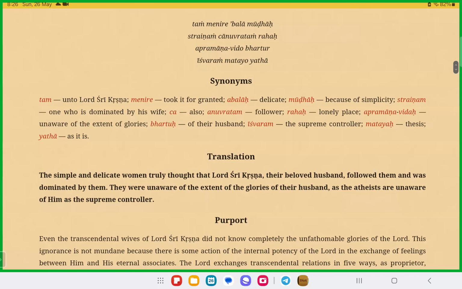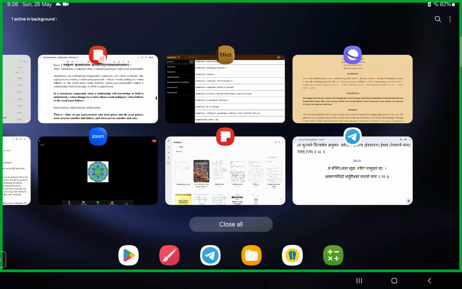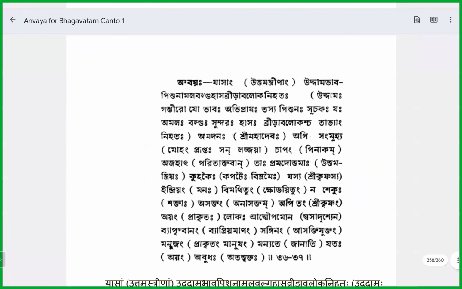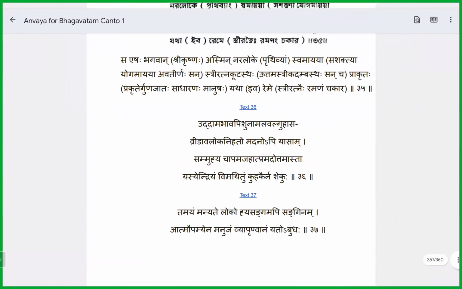The simple and delicate women truly thought that Lord Shri Krishna, their beloved husband, followed them and was dominated by them. They were unaware of the extent of the glories of their husband, as the atheists are unaware of him as the supreme controller. Yeah, so the same thing. Thus, we complete chapter 11 of Canto 1, Haribol. Jai, Haribol. Jai, jai.